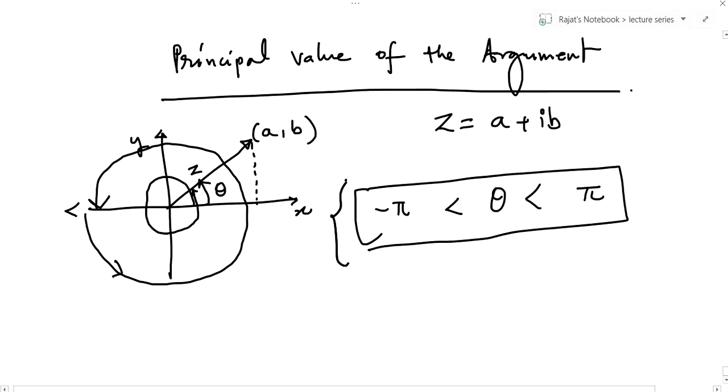Any argument of a complex number can be expressed as an angle that lies between minus pi and pi, and this is known as the principal value of the argument. So this is essentially to remove the confusion of rotations. You can make n number of rotations and the argument will still be correct, but the principal value will be 1. Principal value is unique and it will be 1.